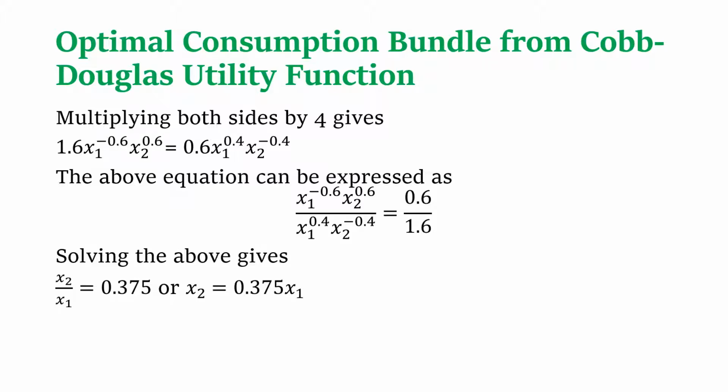So x2 to the power 1 multiplied by 1 over x, or x1 to the power minus 1, or 1 over x. So that gives us what? x2 over x1. And 0.6 divided by 1.6 gives us 0.375. So x2 becomes what? 0.375 x1, right? That one is simple. You all got that one, right? Okay, let's move on.